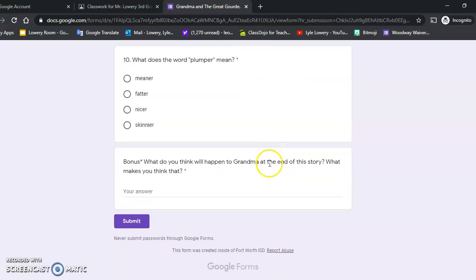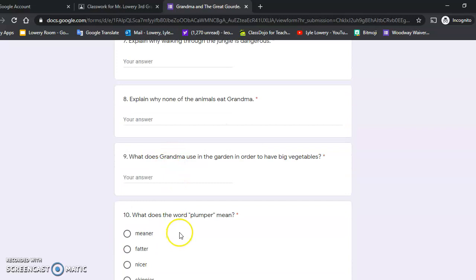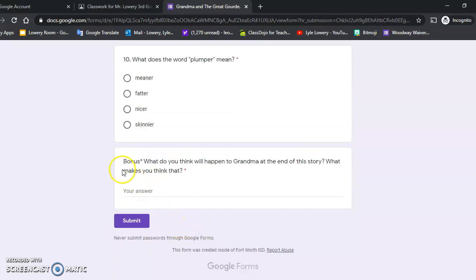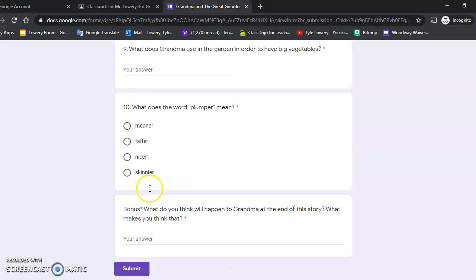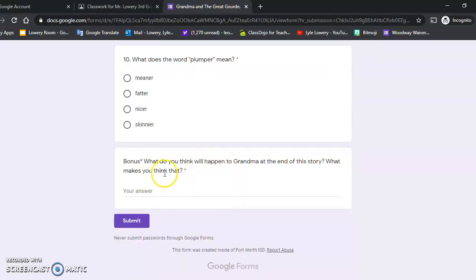When you get down to the bottom, some of these are, of course, multiple choice. At the bottom, there's a bonus. If you put what your prediction is about the end of the story, that way if you miss one of these, you could still get 100 if you get the bonus correct.